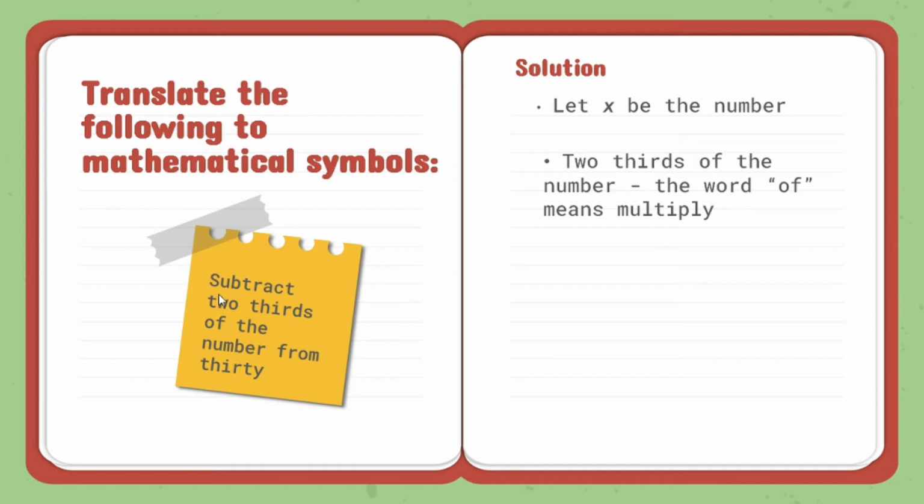Now, isa-isahin ulit natin. Subtract 2/3 of the number from 30. So, unahin natin yung 2/3 of the number. Ano bang ibig sabihin? So, 2/3 of a number, the word of na ginamit dito means multiplication.